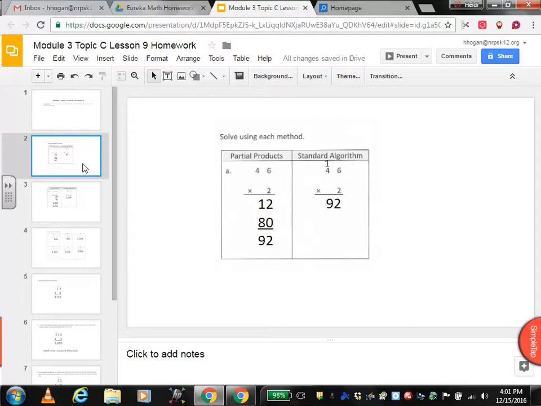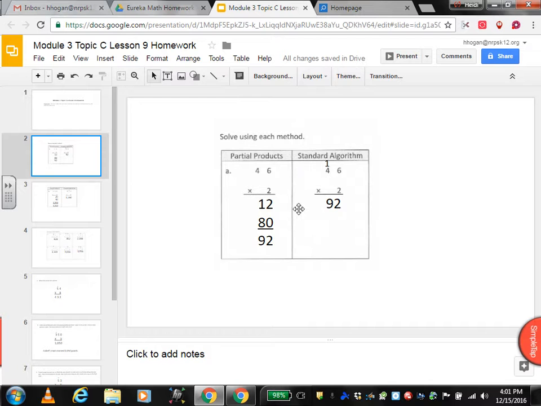So the first 2 questions are asking you to do partial products and the standard algorithm next to each other. The partial products should be pretty easy for you to do at this point. And it's always a way for you to check your standard algorithm to make sure that it is correct, because no matter what method you're using, the products should be the same. So if we do 46 times 2 with partial products, we're saying 2 times 6 ones is 12. 2 times 4 tens is 8 tens, or 80. 12 plus 80 is 92.